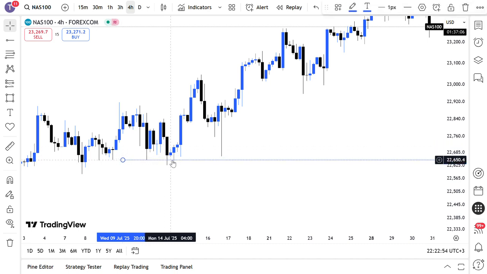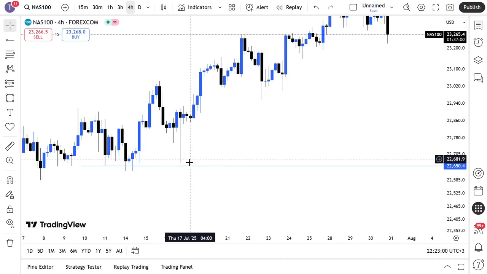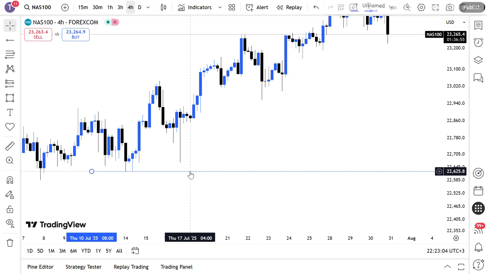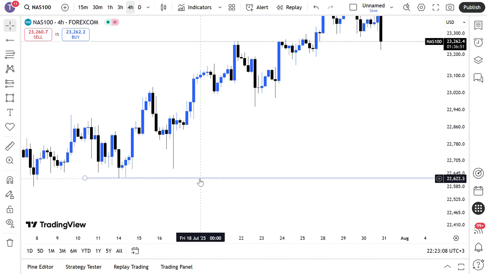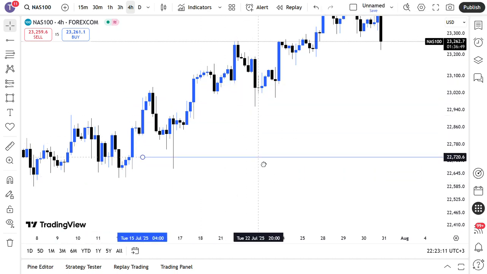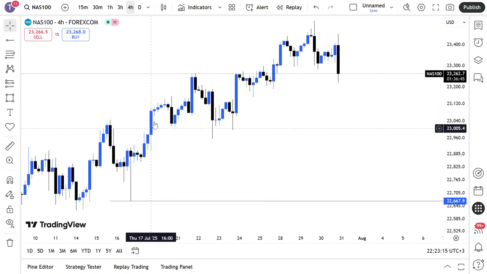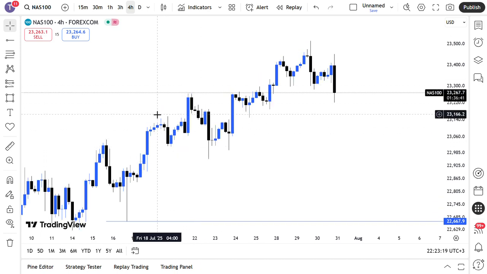This low here swept this liquidity before going up to break structure, and then the market came back down into the strong low. This is the strong low now, before going back upward to break another structure. So we have the strong low down here, and then after the break of structure, we have this pullback, and then another break of structure.